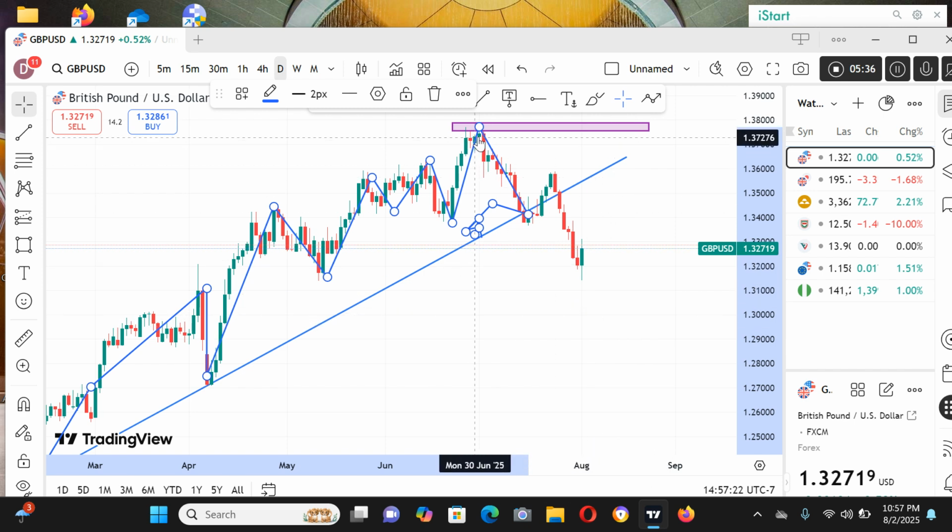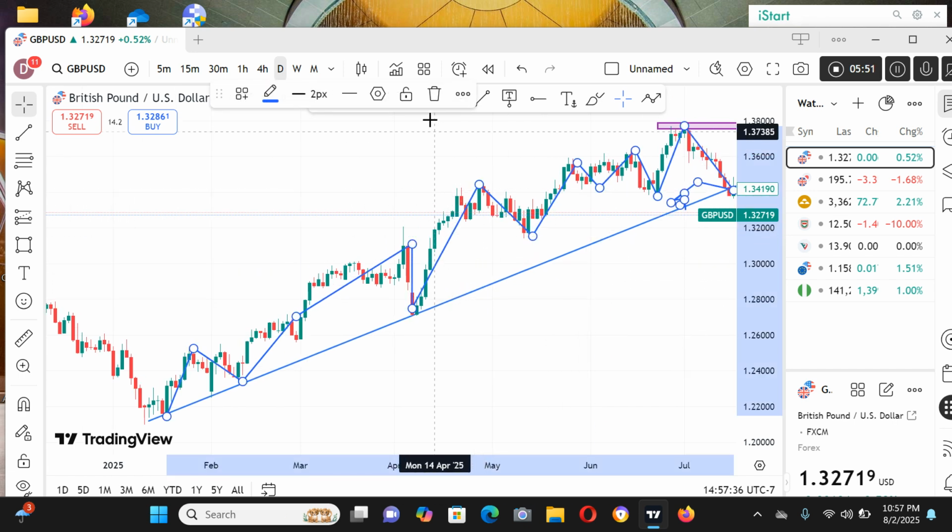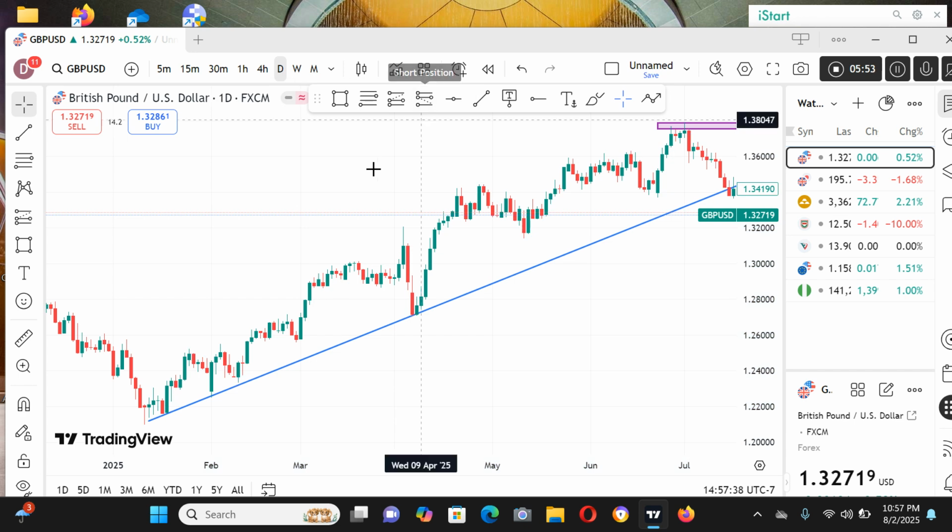Now it has begun to form lower low, lower high, lower low, lower high. By the time it forms lower low, lower high twice, then we can conclude that the market has completely changed trend. I hope we are following. So it's as simple as that.